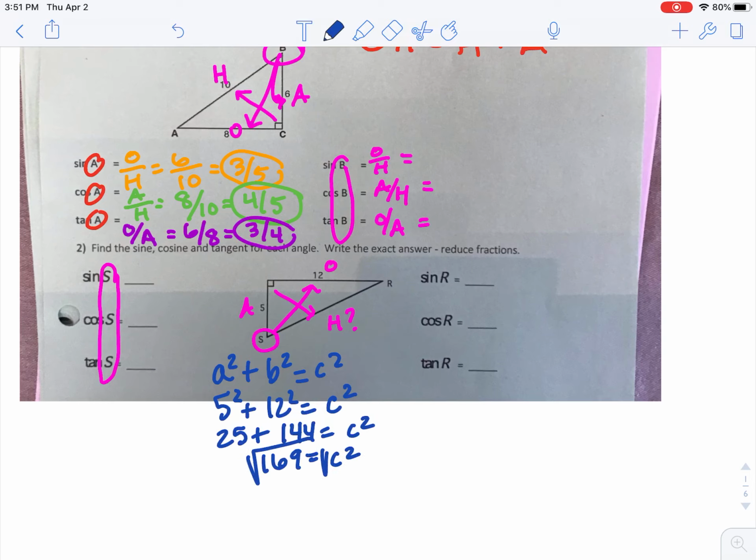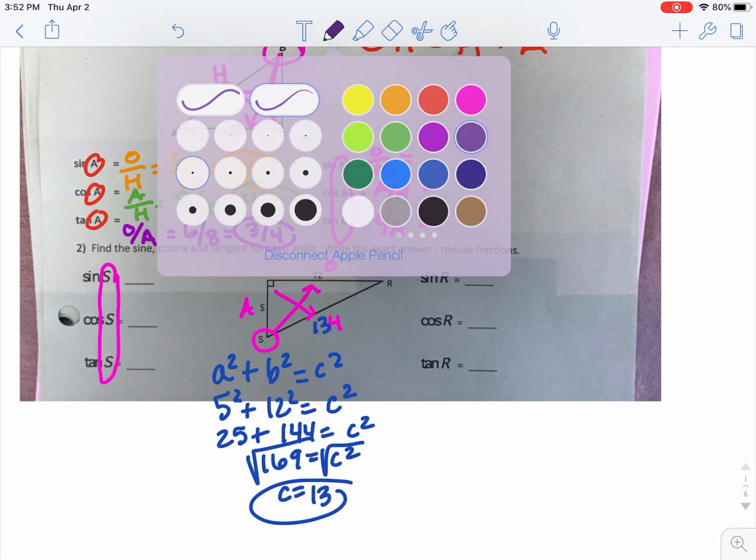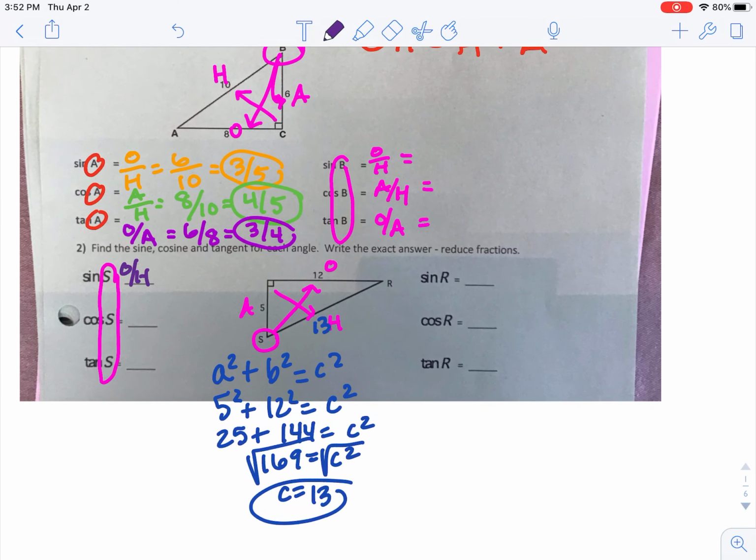And don't forget to take the square root. So I get that c equals 13. So now I know this side is 13. And that's my hypotenuse. Now it's not a question mark anymore, okay? So I've got opposite, adjacent, hypotenuse. I can now answer all of these questions, right? Opposite over hypotenuse would be 12 over 13.